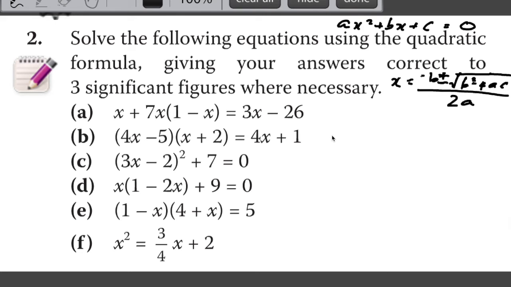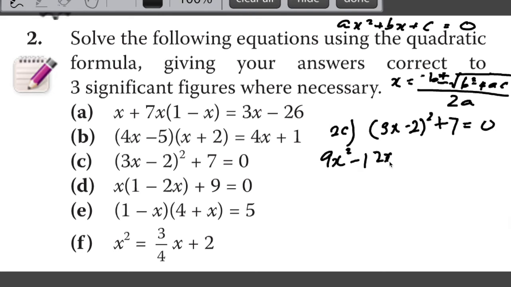Question 2c. 2c is already in completed the square form. So unless the question specifies the quadratic formula like this, I wouldn't solve it this way. So this is plus 7 equals 0. Let's expand this whole thing: a squared minus 2ab plus b squared plus 7 equals 0. So you have 9x squared minus 12x plus 11 equals 0.